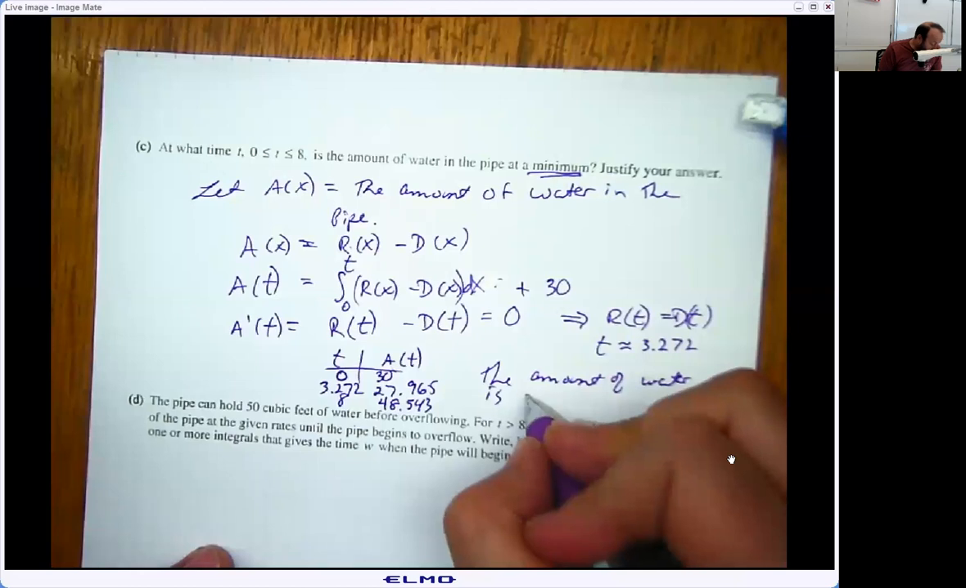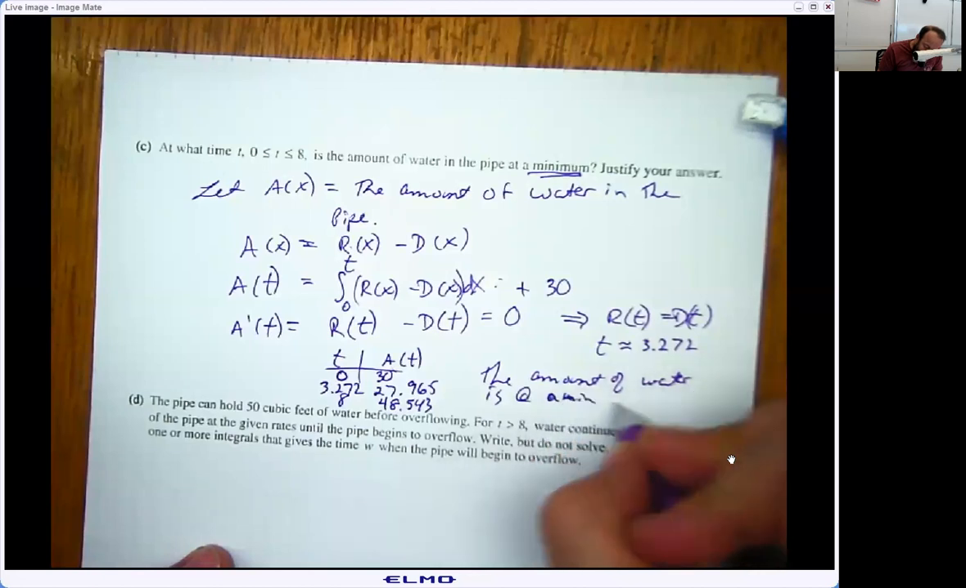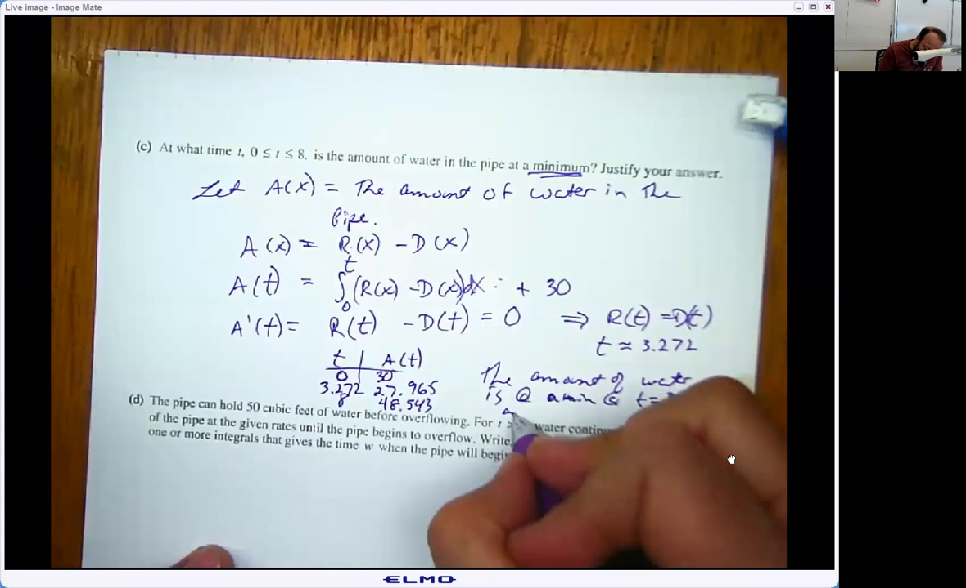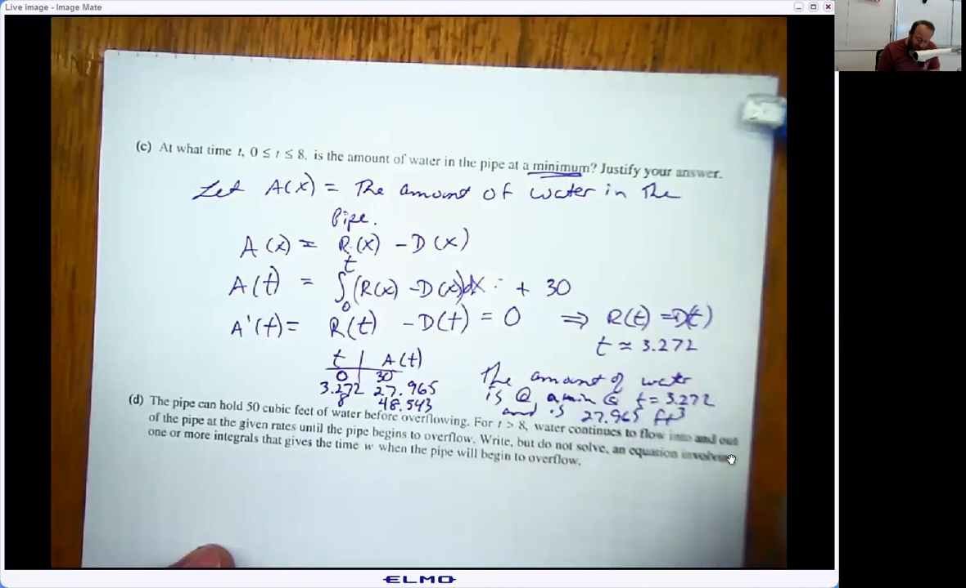So the amount of water is at a minimum at t equals 3.272 and is 27.965 cubic feet of water.